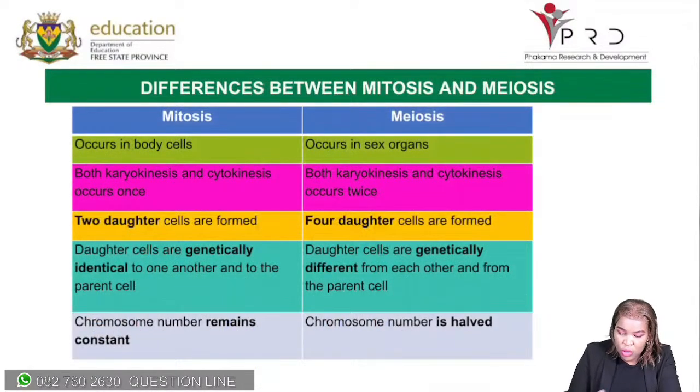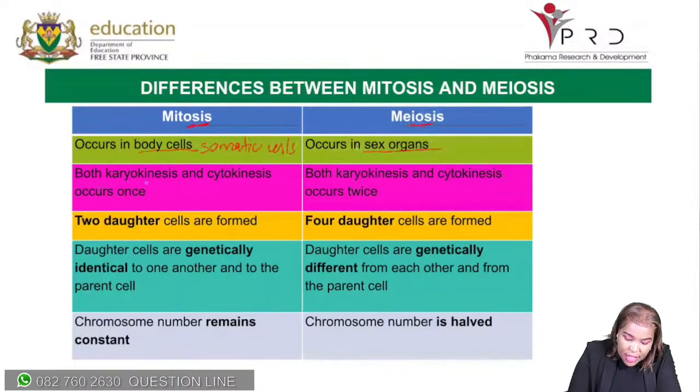Right. So you must also know the differences between mitosis and meiosis. So what are the differences? Mitosis, as you did in grade 10, occurs in body cells. Remember, we said these are somatic cells. Then meiosis, like we've just discussed now, occurs in sex organs, so in your ovaries or in the testes, you must know. Those are the cells that will go through meiosis division, not the ordinary body cells.